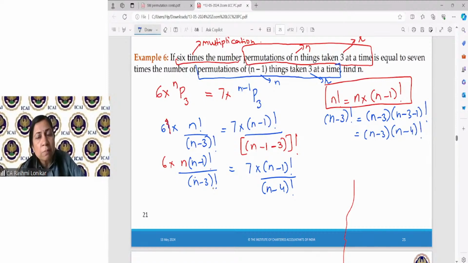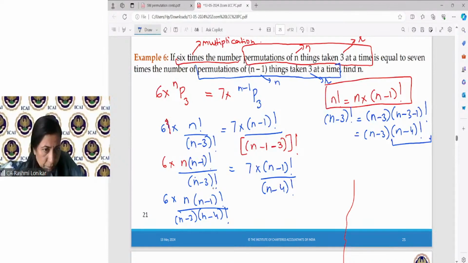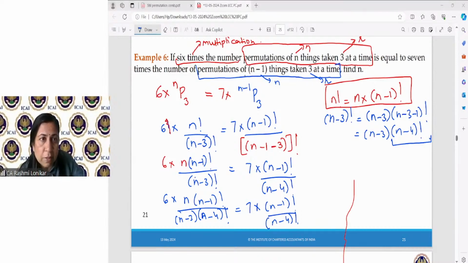जो नंबर है उससे एक माइनस कर दीजिए, so n minus 3 था तो वो n minus 4 हो गया. तो इधर मैं n minus 3 फैक्टोरियल को क्या लिखूंगी? n minus 3 into n minus 4 factorial. ये फैक्टोरियल सिर्फ n minus 4 के लिए है. So this is 6 into n into n minus 1 factorial. In the denominator, instead of n minus 3 factorial, I'm going to write n minus 3 into n minus 4 factorial, is equal to 7 into n minus 1 factorial upon n minus 4 factorial. हाँ, क्रॉस मल्टीप्लाई भी करेंगे.